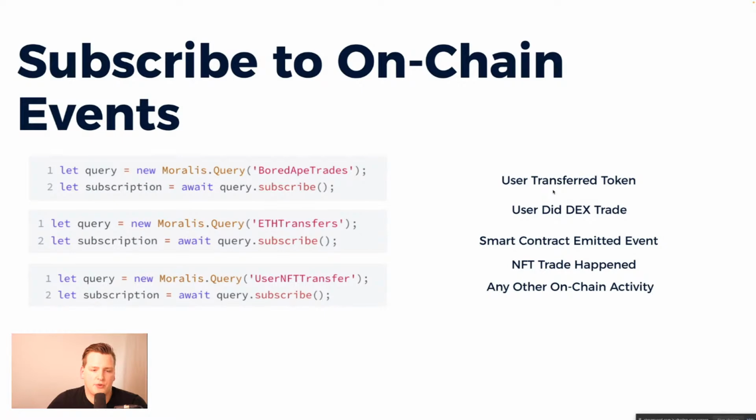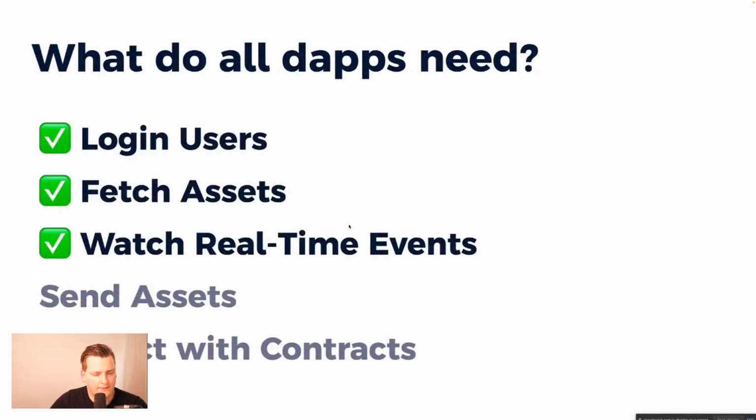Some examples of what you can do: you can watch when users transfer tokens, when they do DEX trades, when smart contracts emit events, any on-chain activity, whether it's users or smart contracts, and so on and so forth. Really, the sky is the limit here, and you have to explore it and see this for yourself.